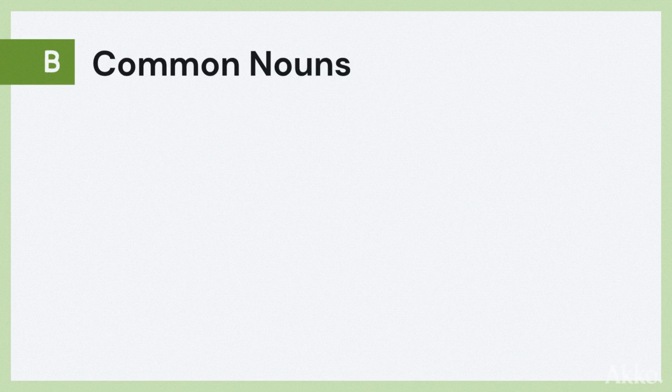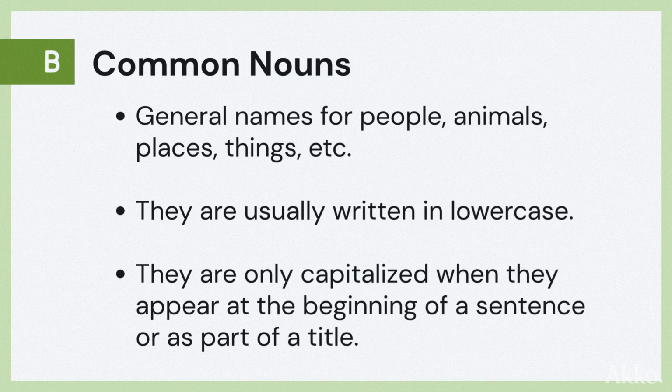Common nouns are general names for people, animals, places, things, ideas, etc. They are usually written in lowercase, and the only time they are capitalized is when they appear at the beginning of a sentence or as part of a title.